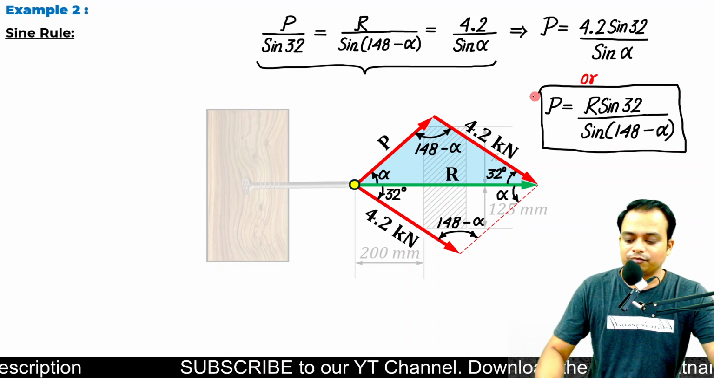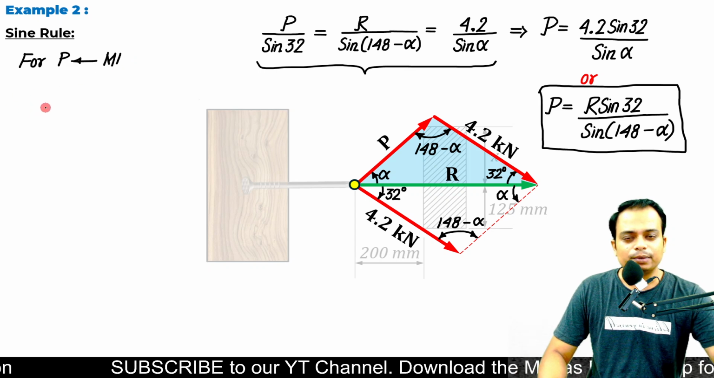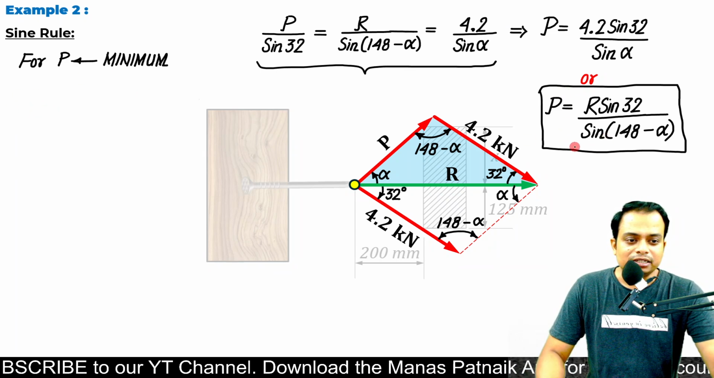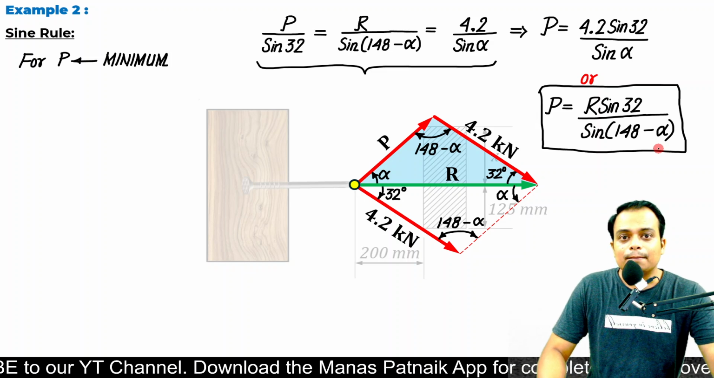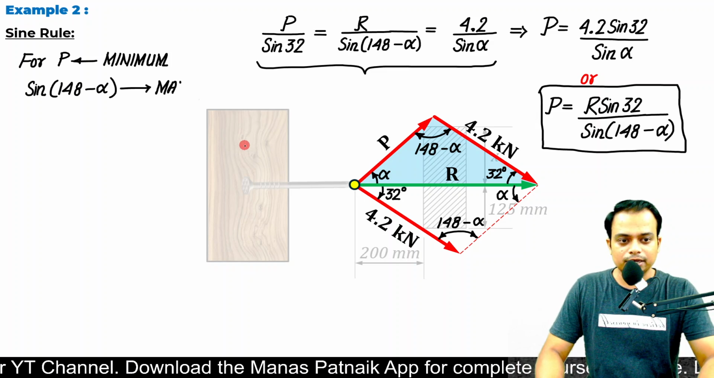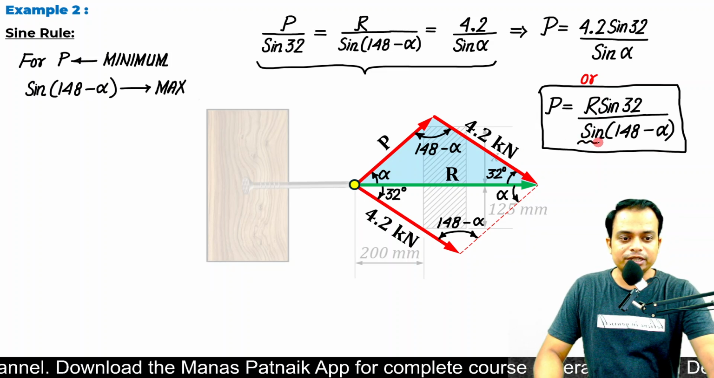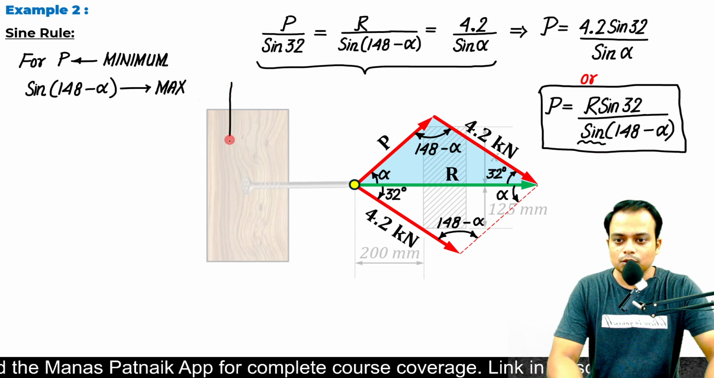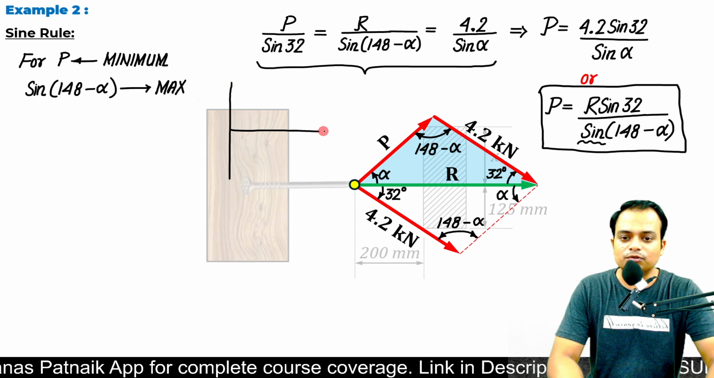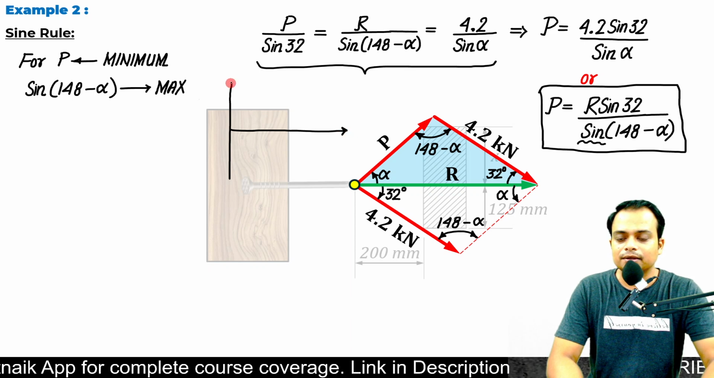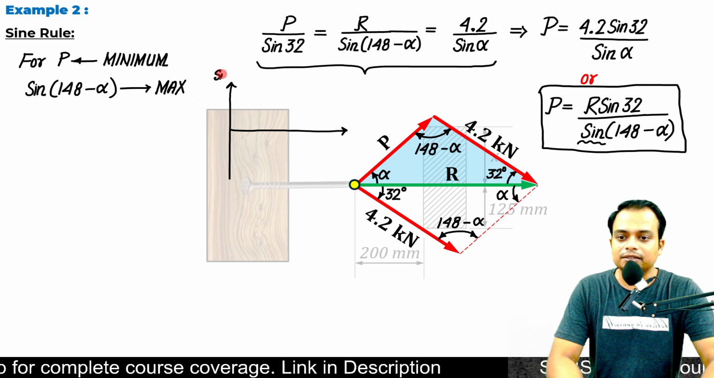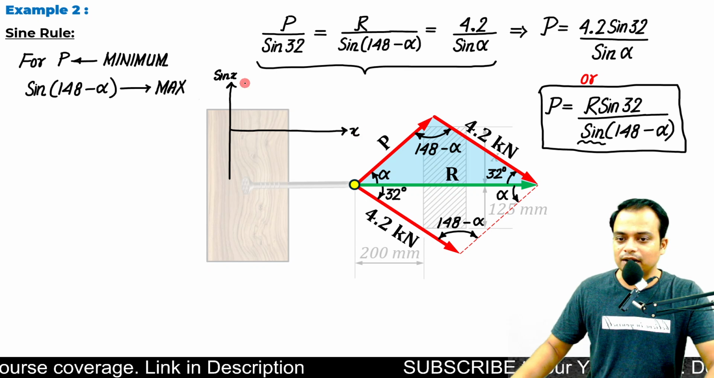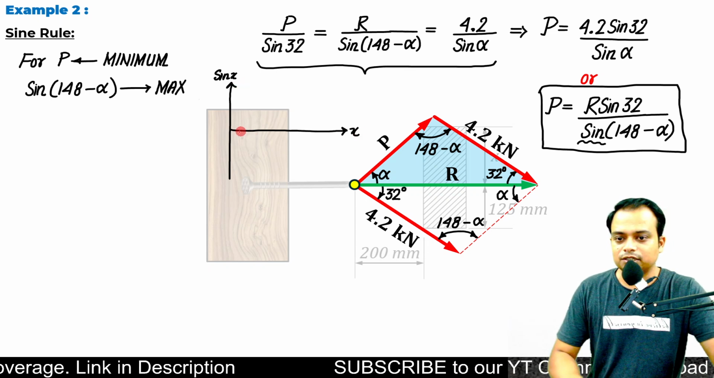What do we need? We need the minimum value of P. If you want the minimum value of P, then this denominator has to be maximum. So, which trigonometric function are we interested in? It is sine. When do we get the maximum value of sine? If, say, this is sine x, and let's say this is x, when do we get the maximum value of sine x? It's very simple.